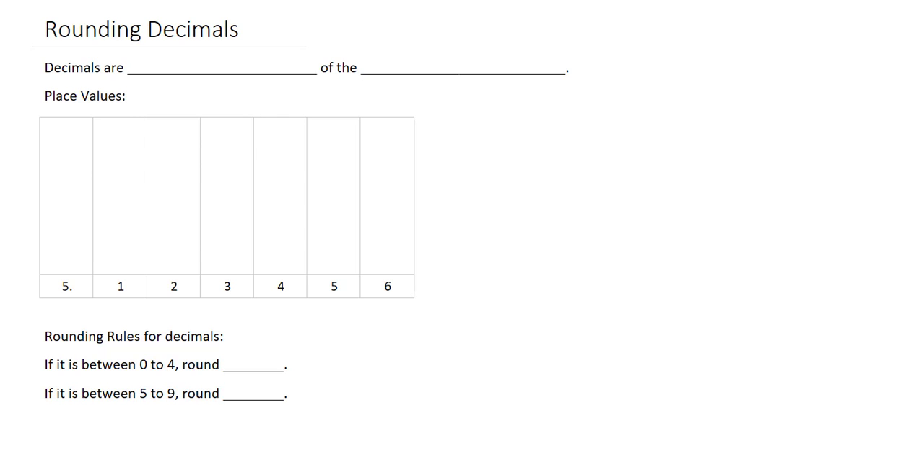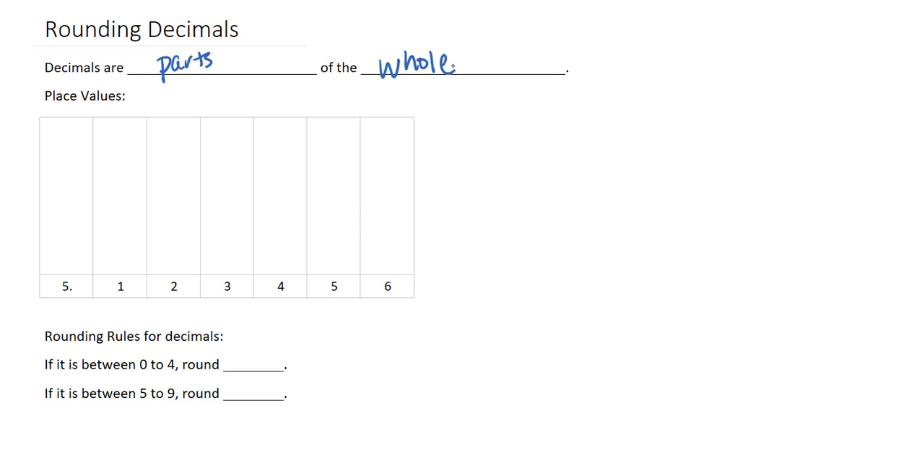Rounding decimals. Decimals are parts of the whole. And what does that mean? If you think about it, we have a quarter, and that would be a part of a whole, because a quarter is not quite a dollar. It's just part of a dollar.